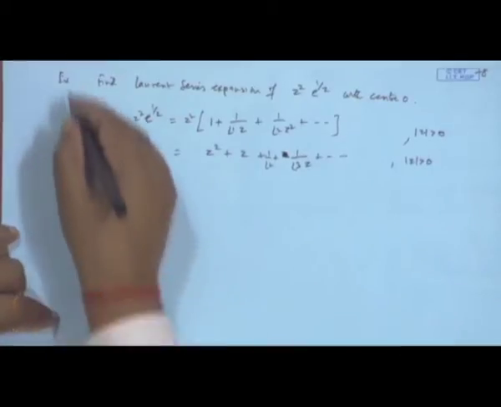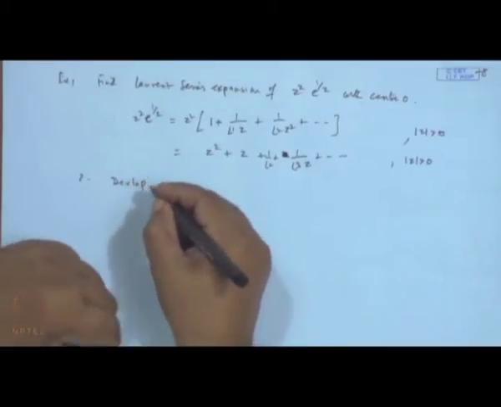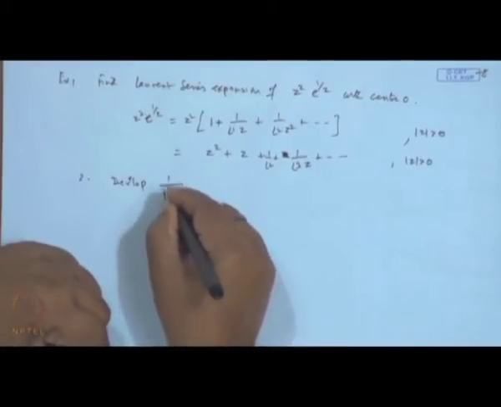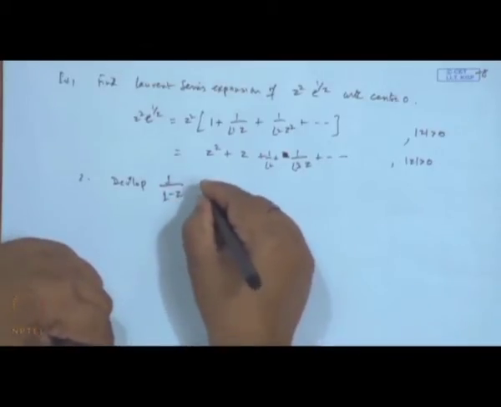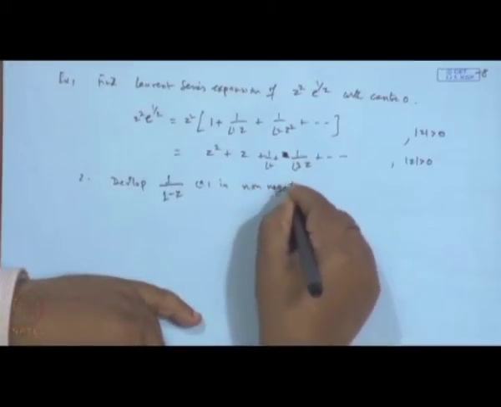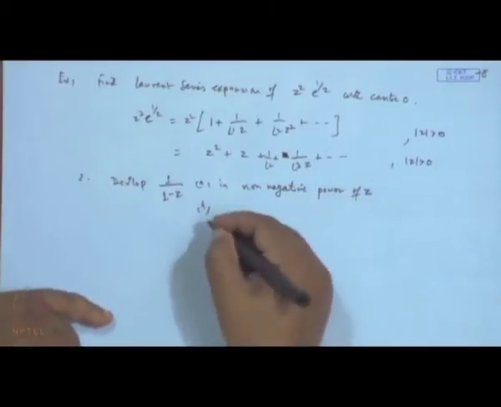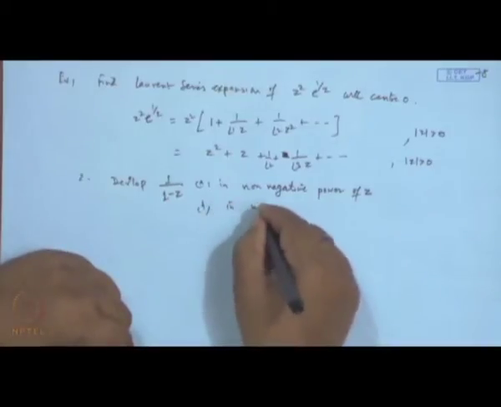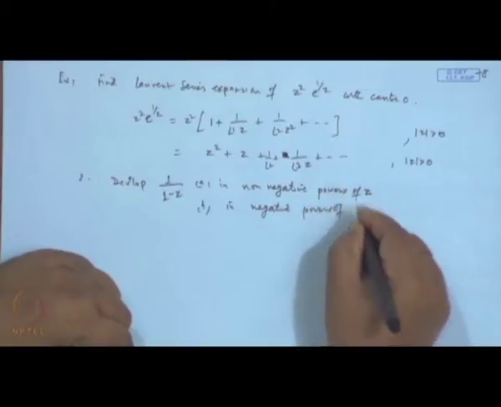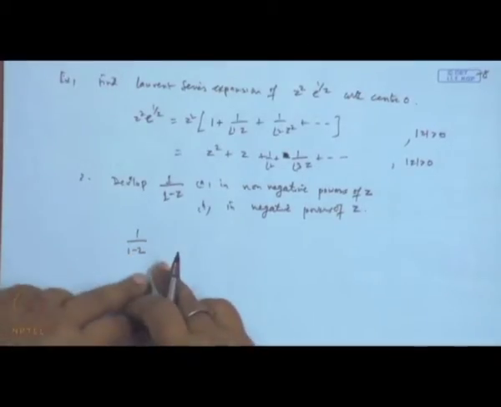Now, another example let us see. Develop 1 over 1 minus z in non-negative powers of z, and the second part is in negative powers of z. So, let us see 1 over 1 minus z, we want the non-negative powers of z.